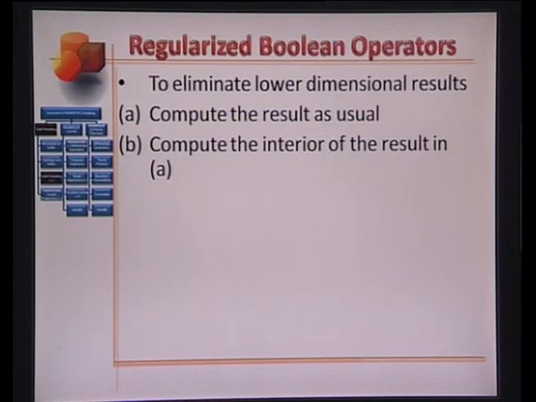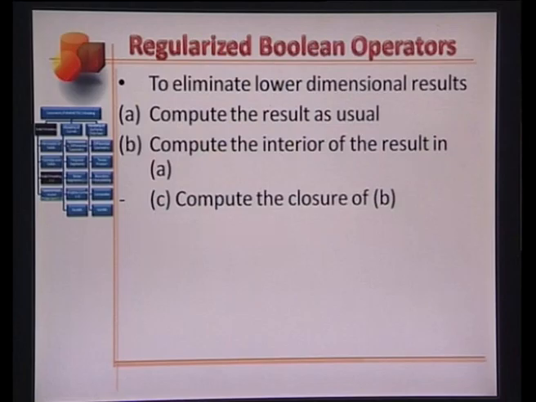And then we compute the interior of that result, and we compute the closure of the result in the previous step. For example, a regularized union will look something like this. We have two solids A and B. We perform the union like a raw union. We compute the interior of this result, and then we perform the closure operation, which would be the union of the interior of A union B and the boundary of A union B.